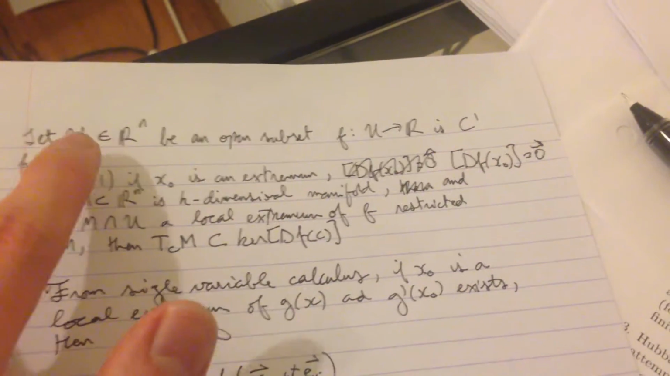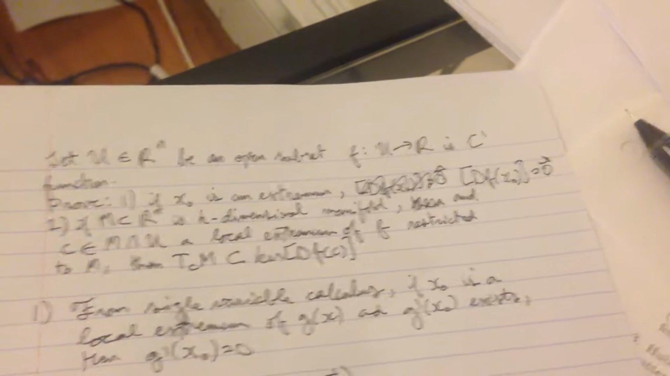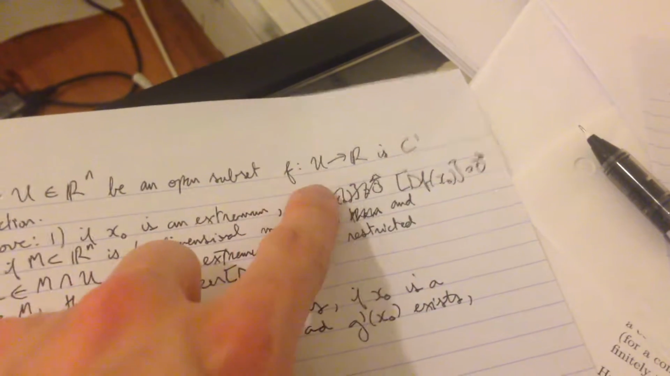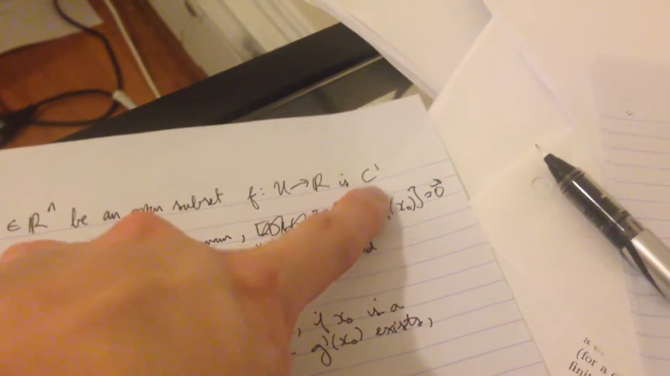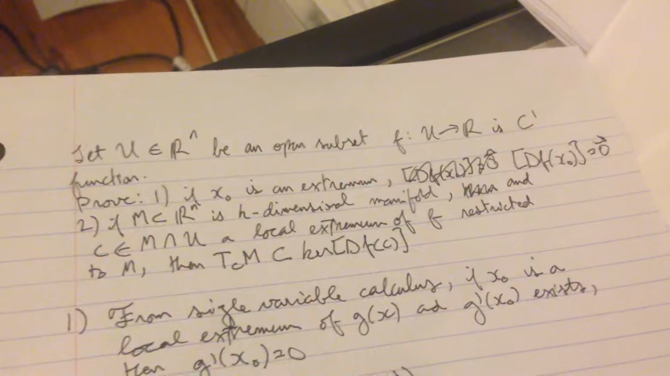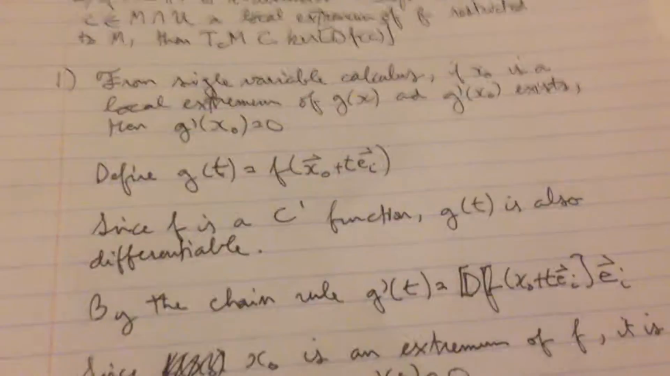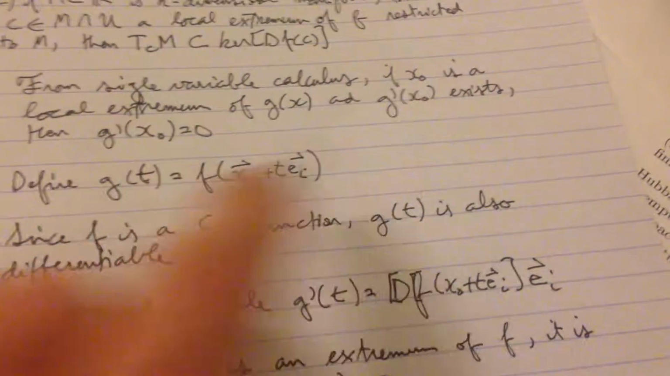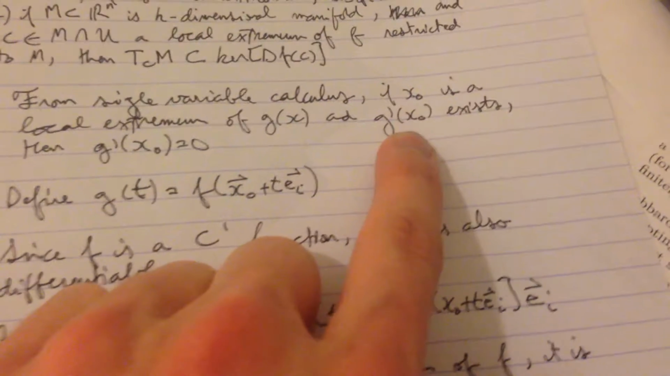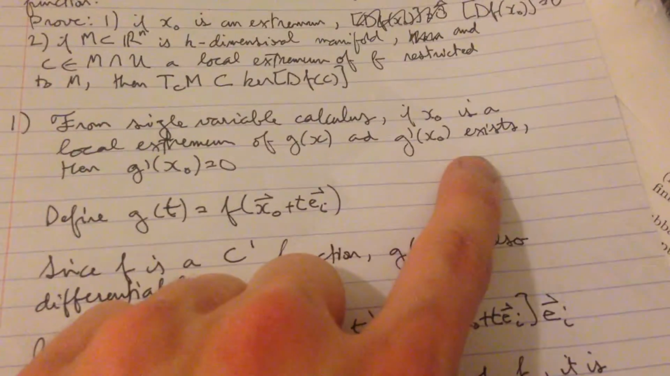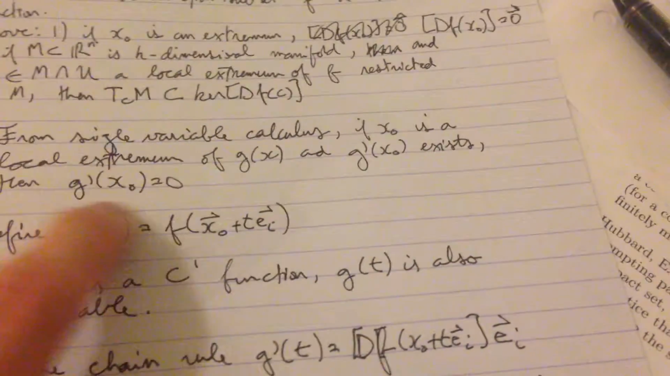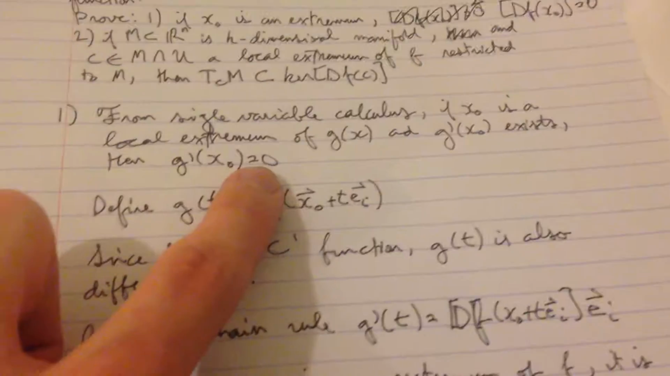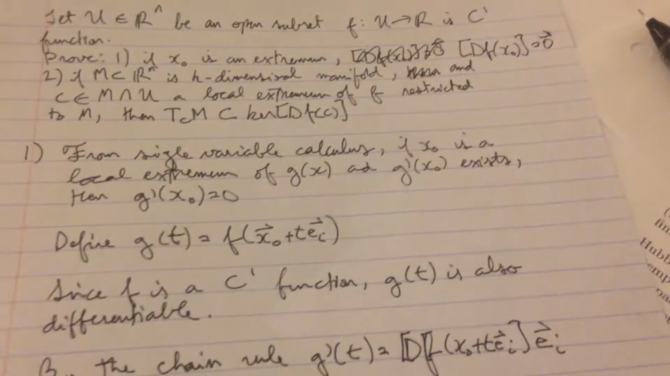Just the setup is that we have some U open set in Rn, and we have this little f function which goes from U to R, the real numbers, which is a C1 function, so that means it is everywhere differentiable on U. Okay, so the first part that we need to go through is to show that if x is a local extremum of g(x), and we also make the assumption that the derivative g prime of x exists, then if this is an extremum at x0, it has to be the case that the derivative evaluated at that point is equal to 0. So that's just a single variable calculus result.